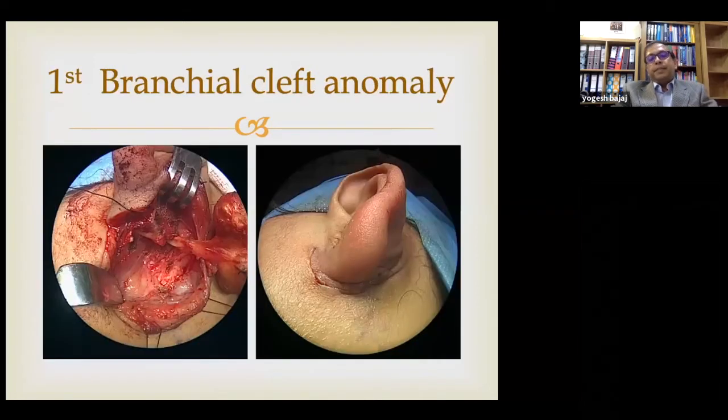The key message I have for you is: if you see repeated infection, or any fistula or swelling in the floor of the ear canal, think of a first branchial anomaly. Unless you think about it, you will miss it, and they get easily missed. Once you have a suspicion, refer to tertiary centers for further investigation and management.